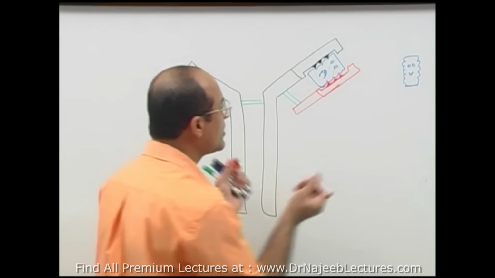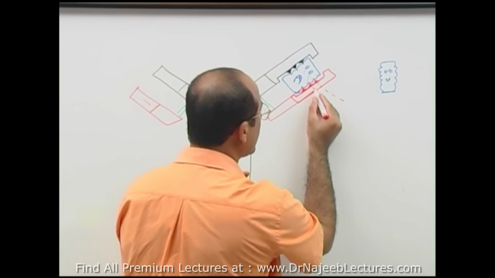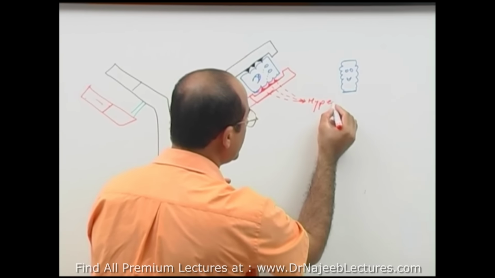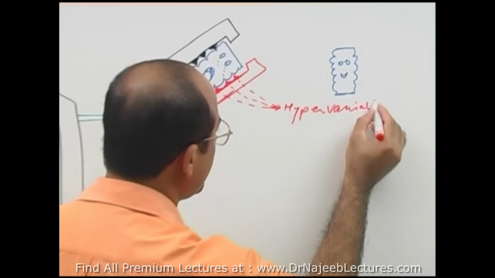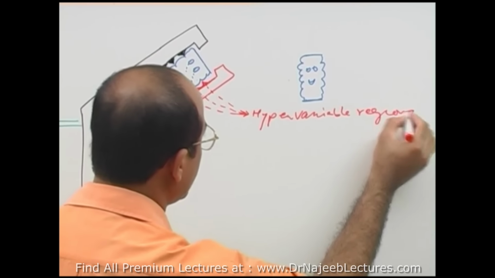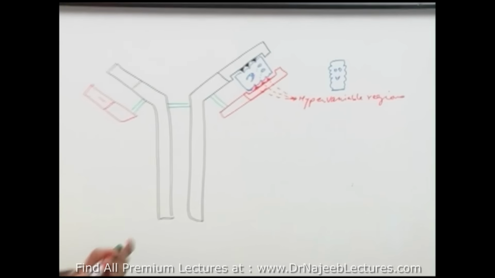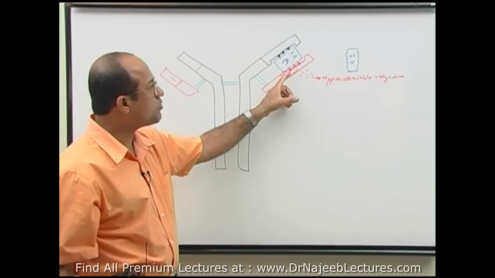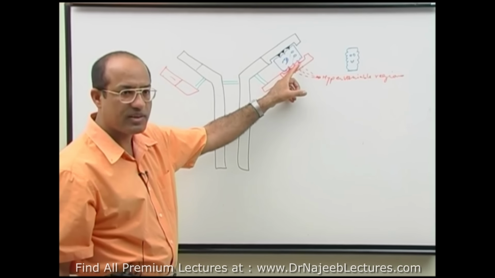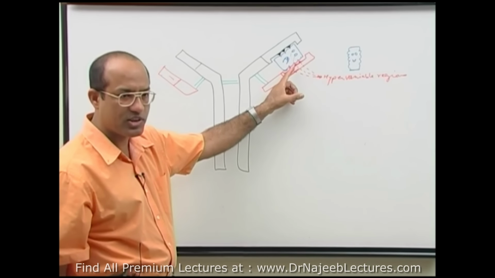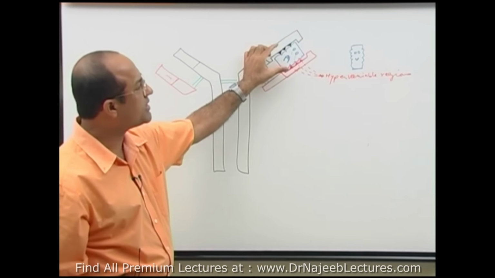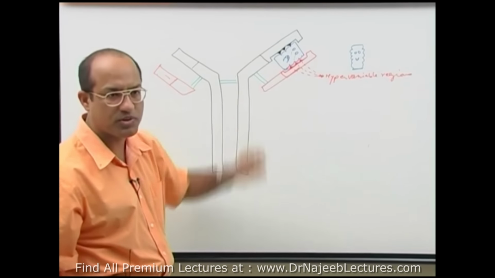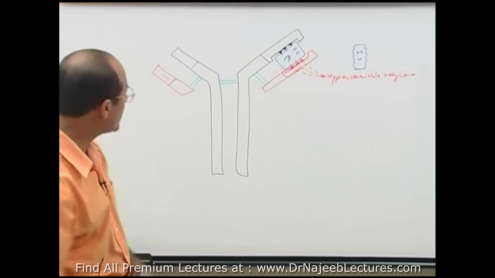What are these called? These three are called hypervariable regions. So we say within the variable region of the light chain and within the variable region of the heavy chain, there are small amino acid groups which are called hypervariable regions, which make the binding between the, you can say, antibody and antigen as precise as possible. Very, very precise. Is that right?